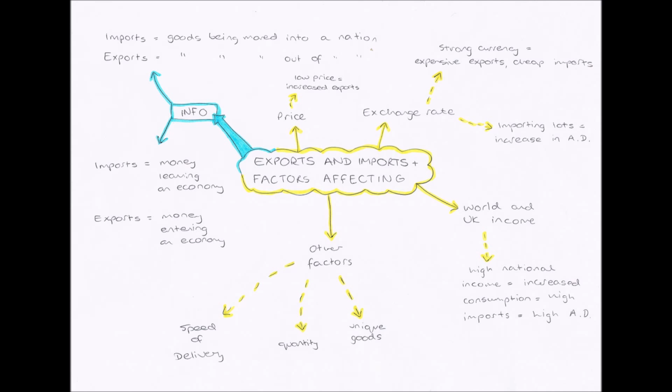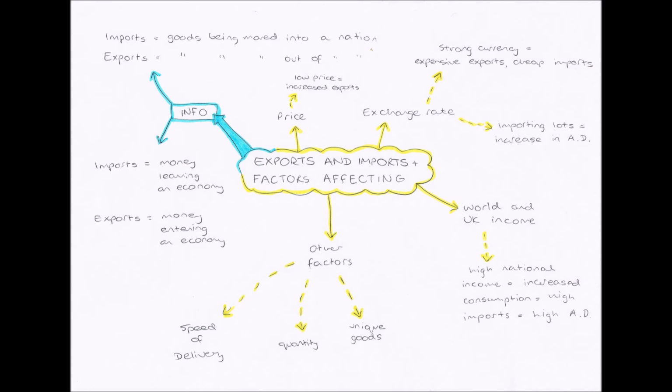Next we have world and UK income. If the income of Britain increases, then it is likely that we will spend more and we may buy goods from abroad. So if British income increases, we are more likely to import because we have the money to import. So imports will be high. But if the income of other countries increases, then it is likely that exports will rise because those countries now have the money to buy our goods instead.